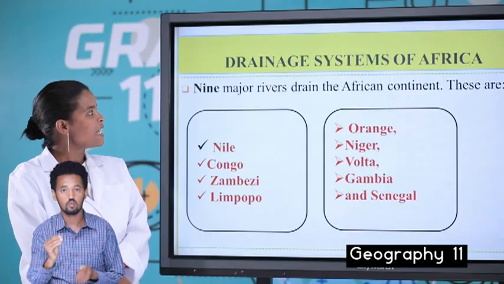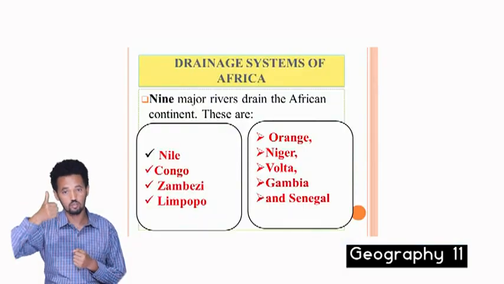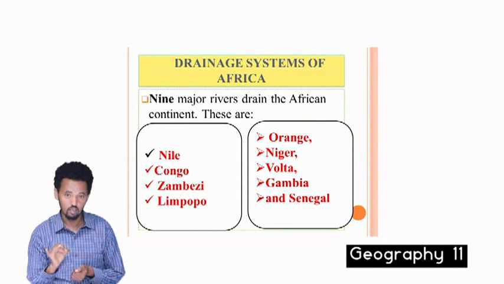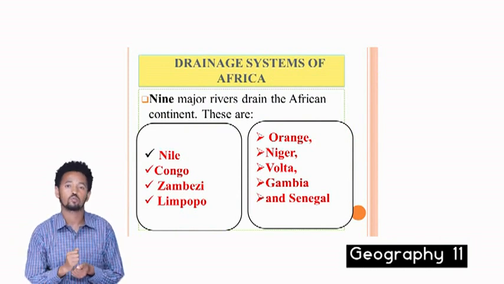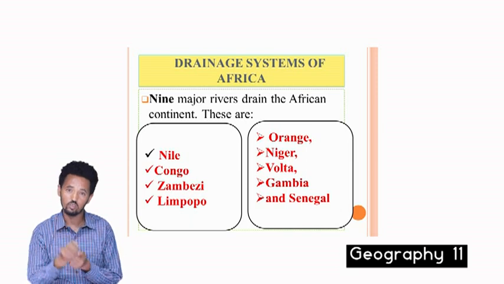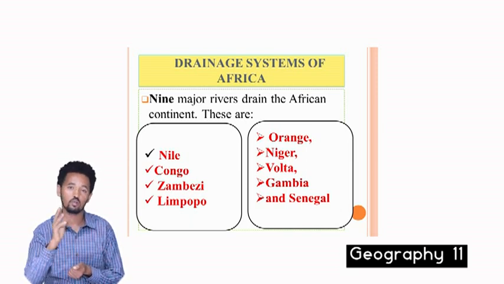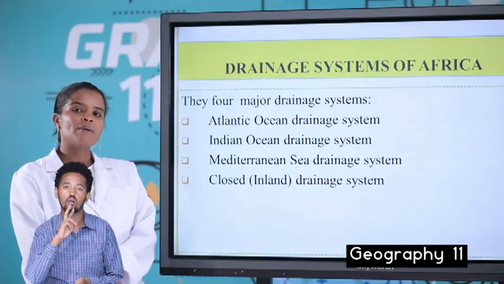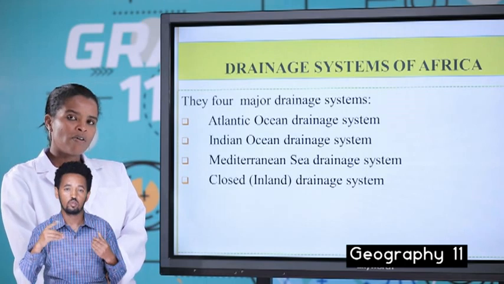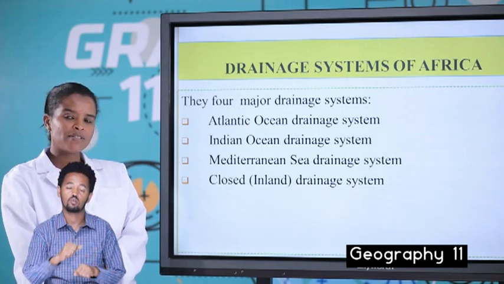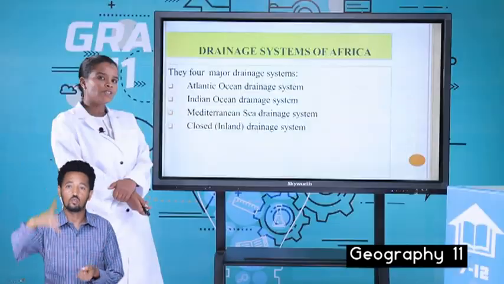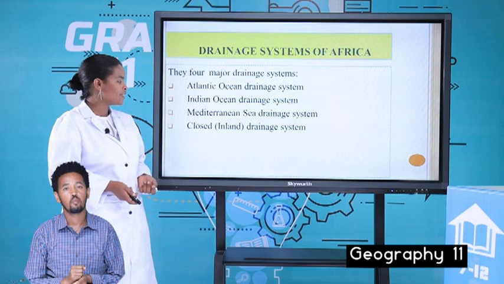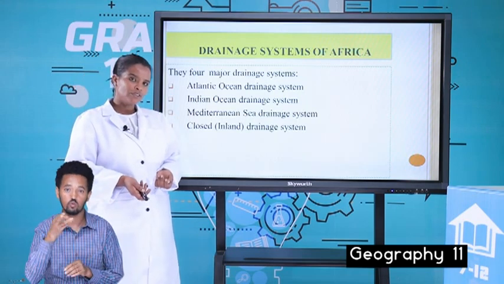Africa has 9 major rivers. These are the Nile River, the Congo River, Zambezi, Limpopo, Orange, Niger, Volta, Gambia, and Senegal River. There are 4 major drainage systems in Africa. These are the Atlantic Ocean drainage system, the Indian Ocean drainage system, the Mediterranean Sea drainage system, and the closed or inland drainage system.